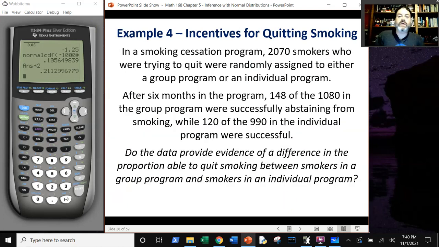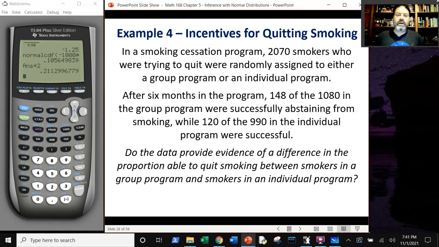So now let's do a full problem all the way through now that we more or less know what we're doing. In a smoking cessation program, 2,070 smokers who were trying to quit were randomly assigned to either a group program or an individual program. After 6 months in the program, 148 of the 1,080 in the group program were successfully abstaining from smoking, while 120 of the 990 in the individual program were successful. Do the data provide evidence of a difference in the proportion able to quit smoking between smokers in a group program and smokers in an individual program?